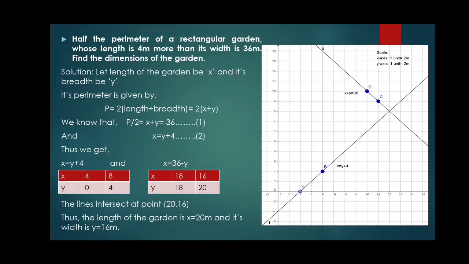Thus we know that x is equal to length and y is equal to width. So the length of the garden, x, is equal to 20 meters, and its width, y, is equal to 16 meters. That is the required answer.